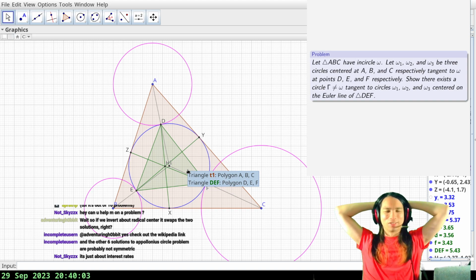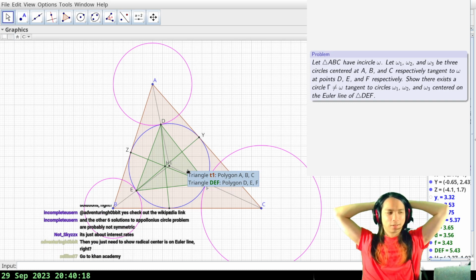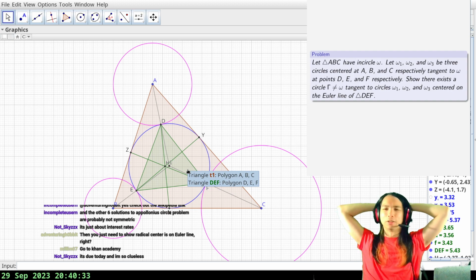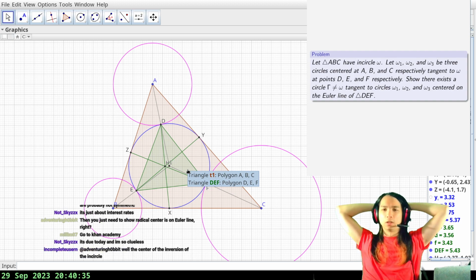You just need to show the radical center. Oh, that's a good point. I see. Okay, so the claim is that the radical center, the center of one circle, and the center of the other circle are collinear. Okay, yeah, that's a lot better. So I don't have to deal with the big circle. Then the question is, what is the radical center?